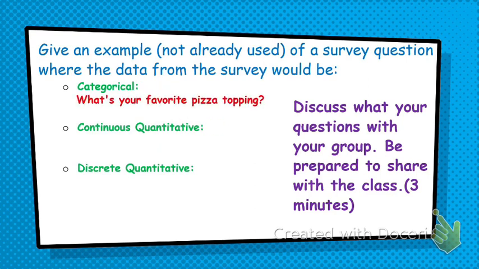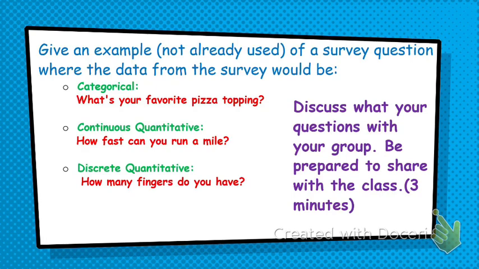What's your favorite pizza topping? What are some possible answer choices? Sausage, cheese, pepperoni. Those are all categorical, right? What about continuous quantitative? So something that you can't count. How fast can you run a mile? I can run a mile in 6 minutes and 37 seconds. That's my fastest mile, or whatever it is. Discrete quantitative, another numerical thing that you can count. How many fingers do you have?